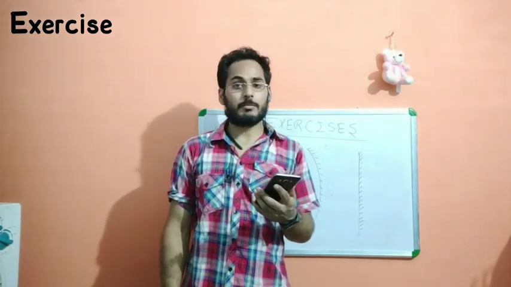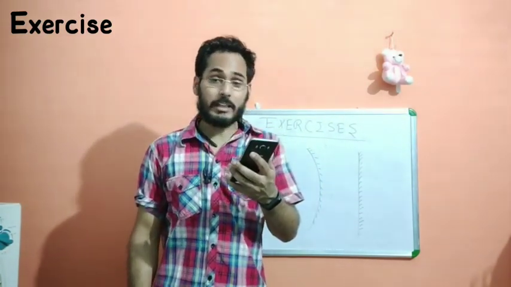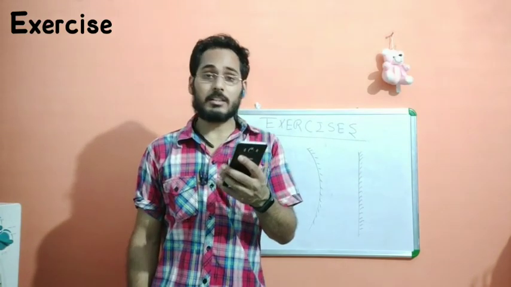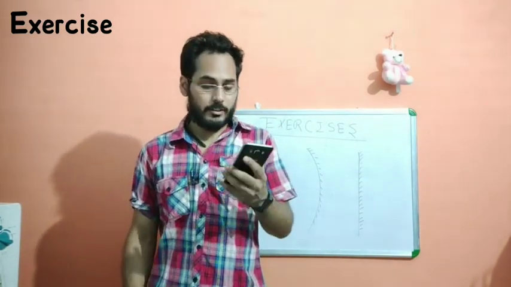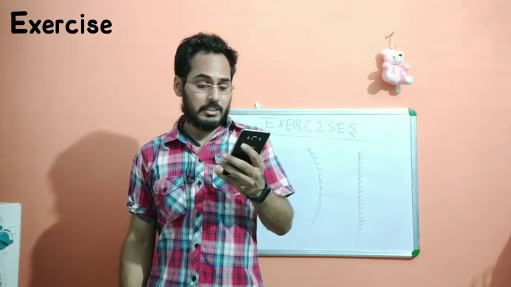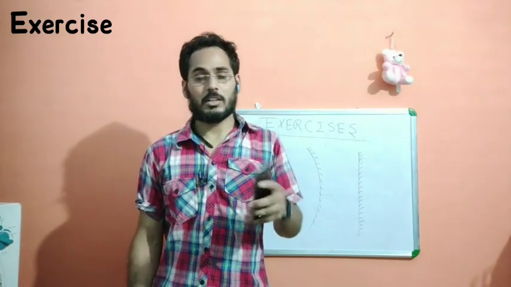This is the last HOTS, that means higher order thinking skills. In this question you have to put your logic behind it. Be very particular about that. The first question is: you are given 3 mirrors, a plane mirror, a concave mirror, and a convex mirror. Identify these without touching them. That is the problem.